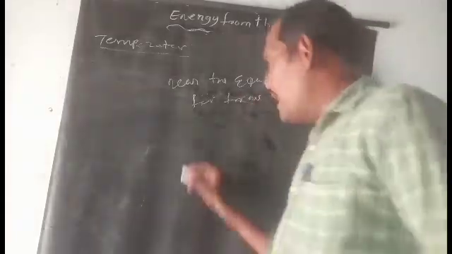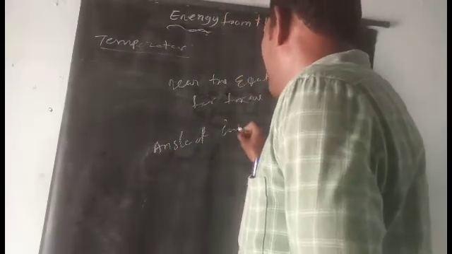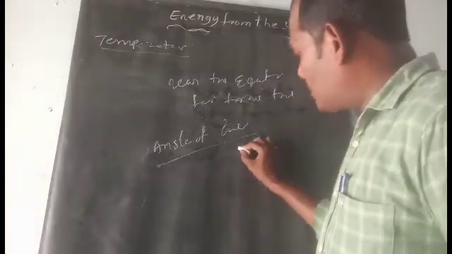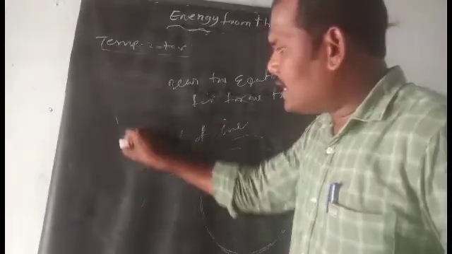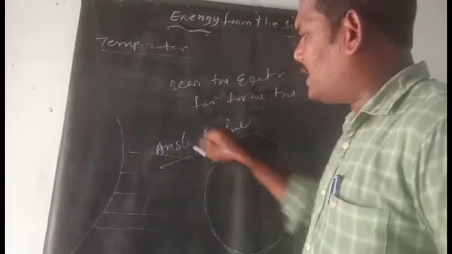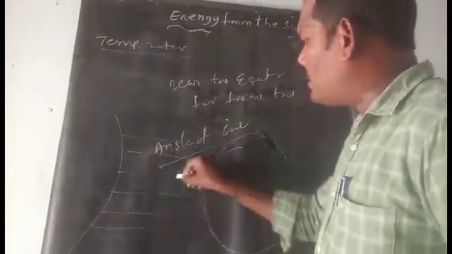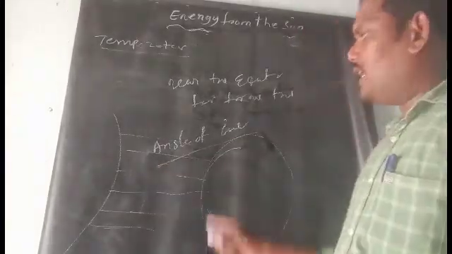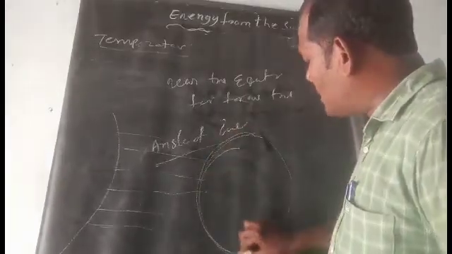Just recall angle of incidence from the last classes. What is angle of incidence? That means the sun rays, this is the earth, the sun directly releases its energy like this, but these sun rays do not fall in an equivalent manner on the earth surface. These sun rays do not fall in equal proportion because of the curvature of the earth.